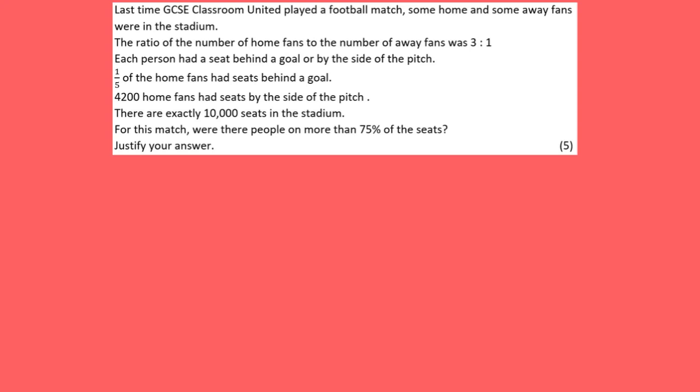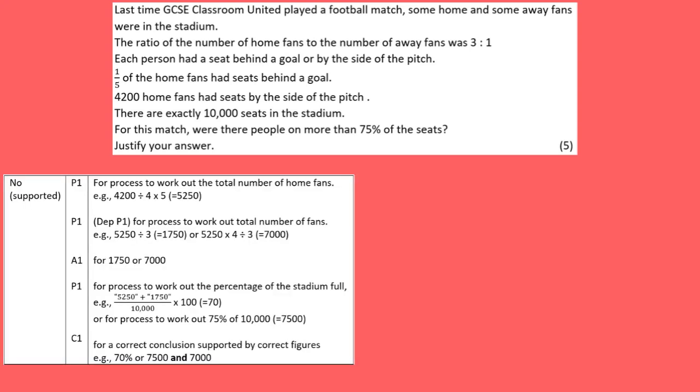There are exactly 10,000 seats in their stadium, so for 5 marks, were there people on more than 75% of the seats? Justify your answer. There are 2 ways to do this. The first method is to work out the total number of fans in attendance and compare this to 75%.